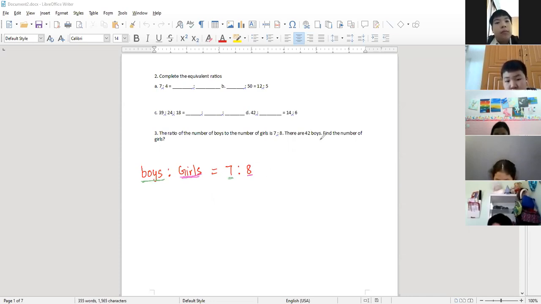If there are 42 boys in the class, find the number of girls. Yes, Maxie, so how have you done it? First, let's make the model, okay? So boys, if I consider boys as 7 units, now if I make the model, these pink is for girls, right? So I write girls and I make the green for the boys.